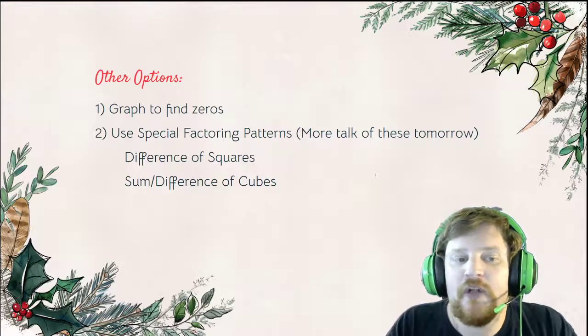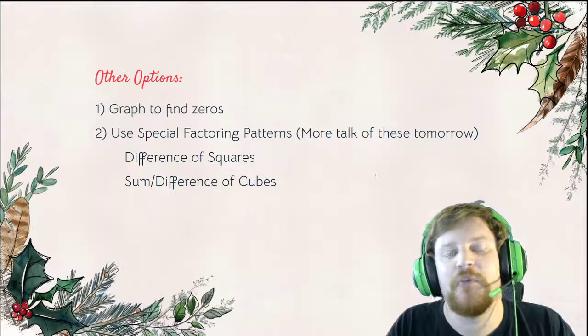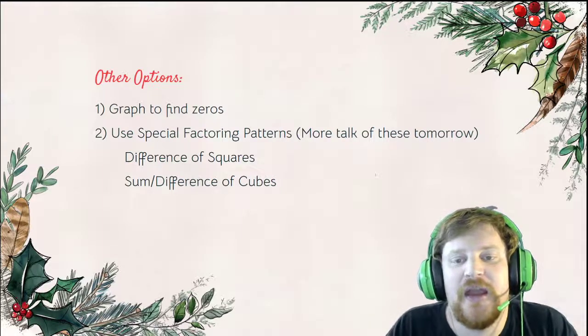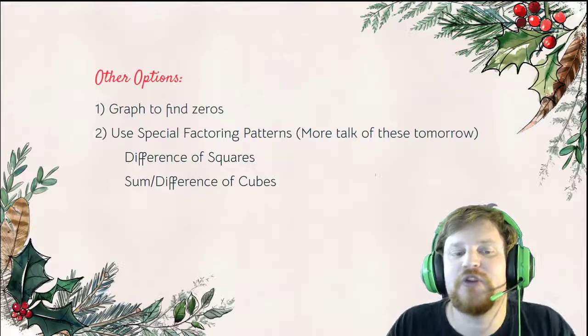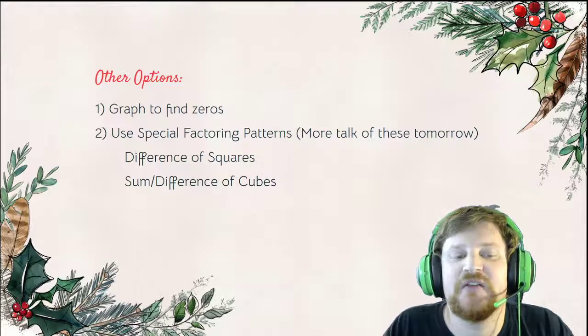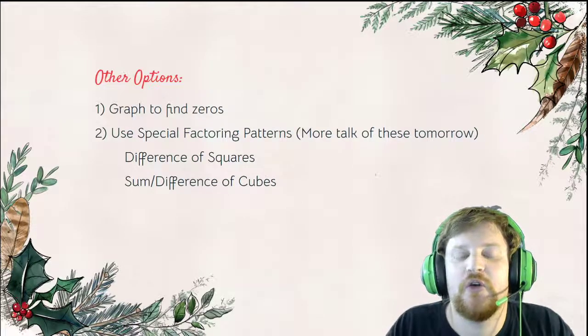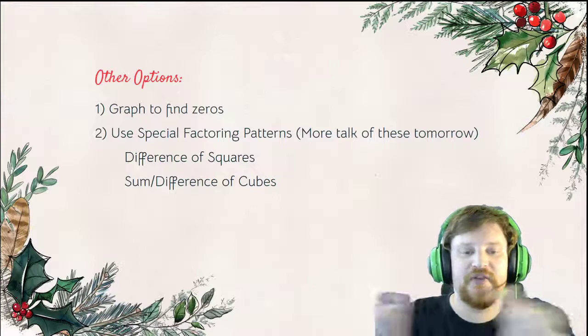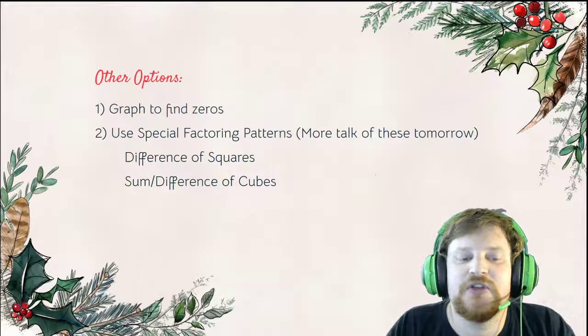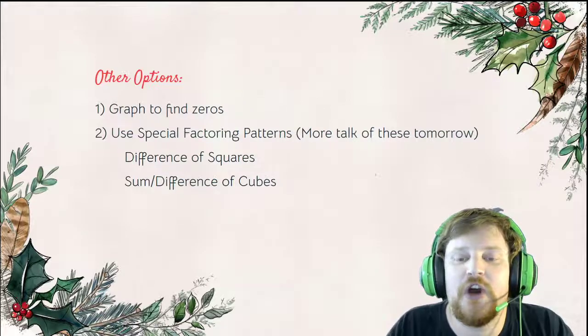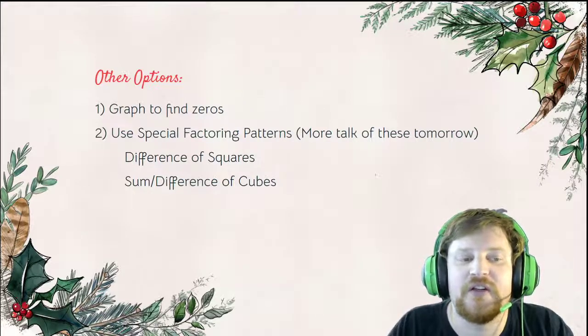There are a few other options. If you don't want to use the rational root theorem, you can always graph the polynomial that they give you in Desmos, and then look to see where it crosses the x-axis. Those zeros are your factors, and you can use synthetic division with those zeros in order to figure out what the division is going to be and what the factors look like. The next thing you can do is use the special factoring patterns, difference of squares, sum or difference of cubes. And we're going to talk more about those tomorrow and what they look like.